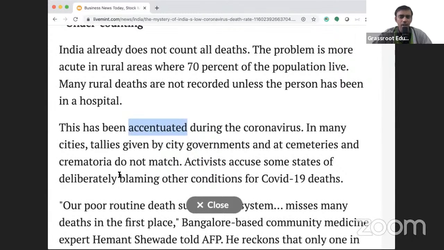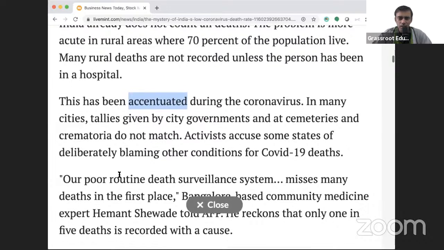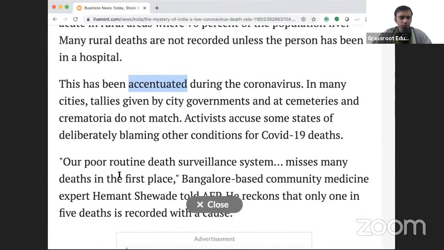Now some other words. Deliberately. Okay, deliberate. What do you mean by deliberate? Tell me. Deliberate means intentionally. Deliberate means intentional. Give me sentences with deliberate. Something done with full intention.